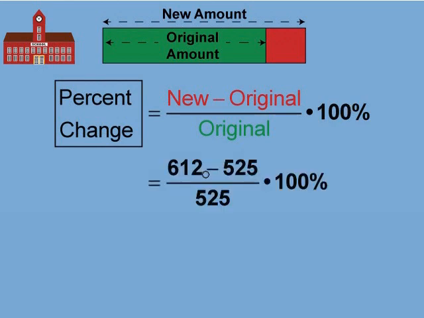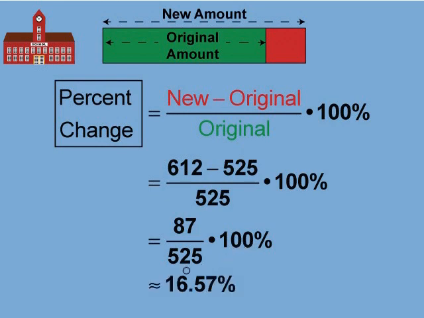In the numerator, calculate 612 minus 525 and divide that difference by the original amount, 525. This simplifies to this fraction, multiplied by 100%. In decimal form, the approximate value is 16.57%. This is the percent increase. Let's look at another example.